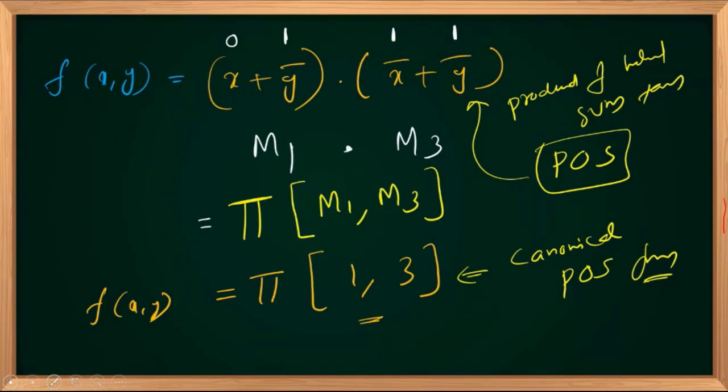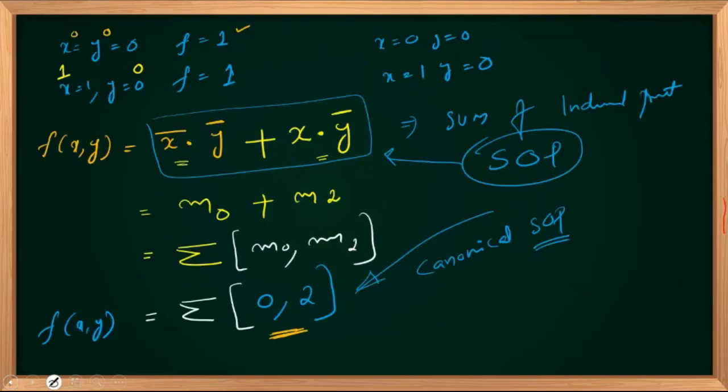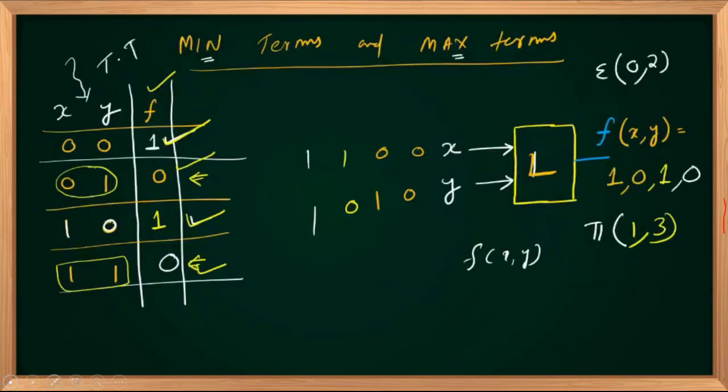And please also note that the indexes present in the min term expression are absent in the max term expression, because the min term expression contains 0 comma 2 here. The max term expression should not contain both 0 and 2. The max term expression will contain the other two indexes, 1 comma 3. Okay, 1 comma 3, right?